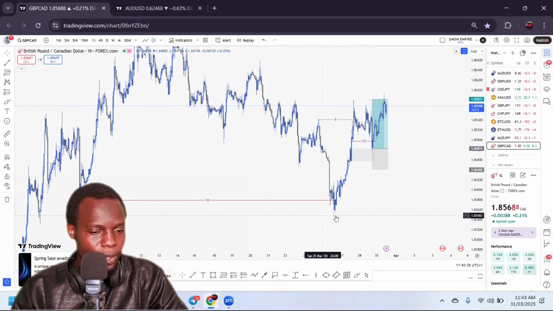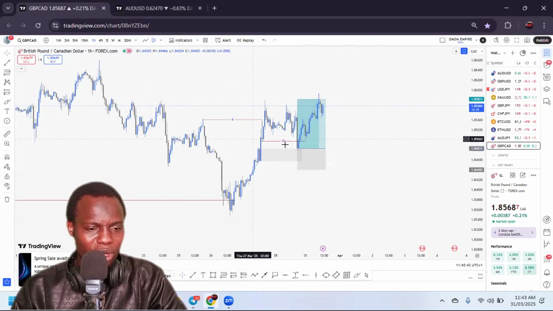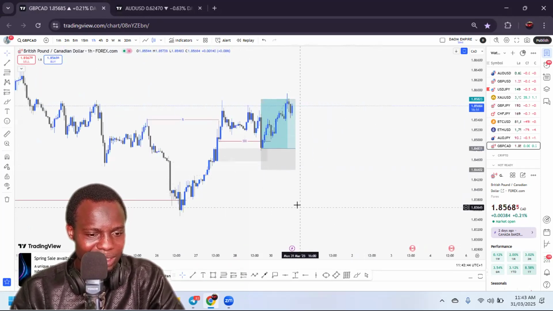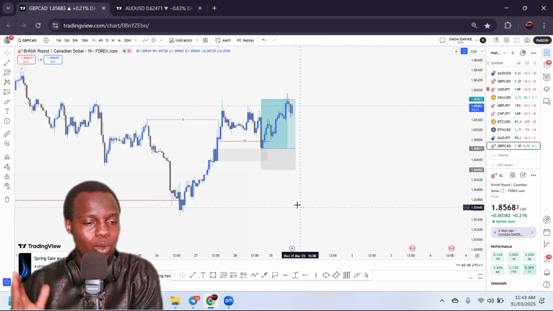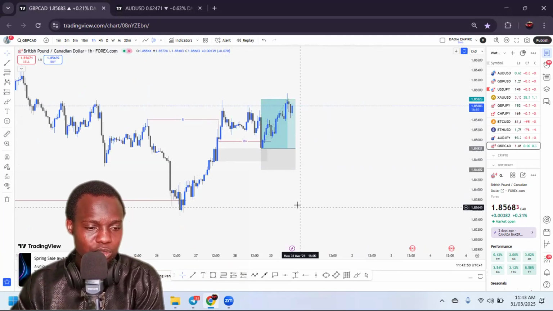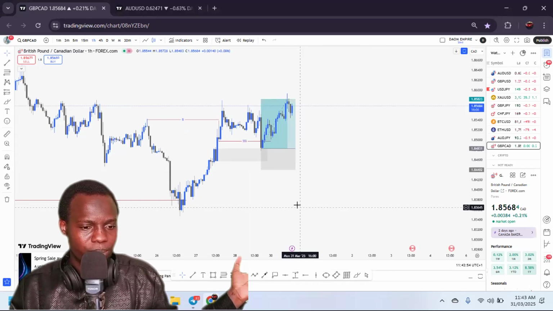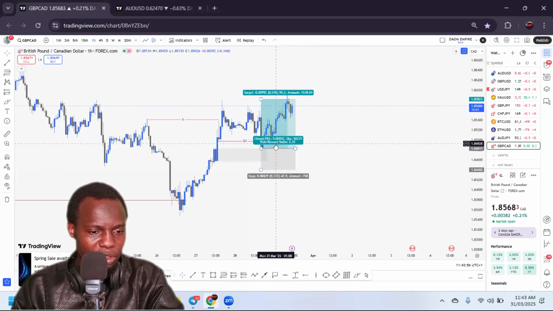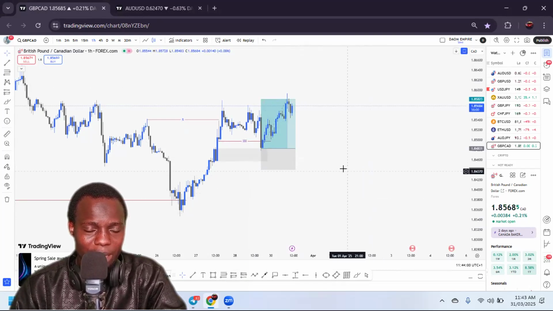Look at it. We have our manipulation here, our break of structure, our inducement, then our entry. Simple. One, two, three. Once we see these three things we need to look out for in the simple concept strategy, then we look for our entry straight up. And before you know it, pam, we've done like one to two, sharp, sharp.